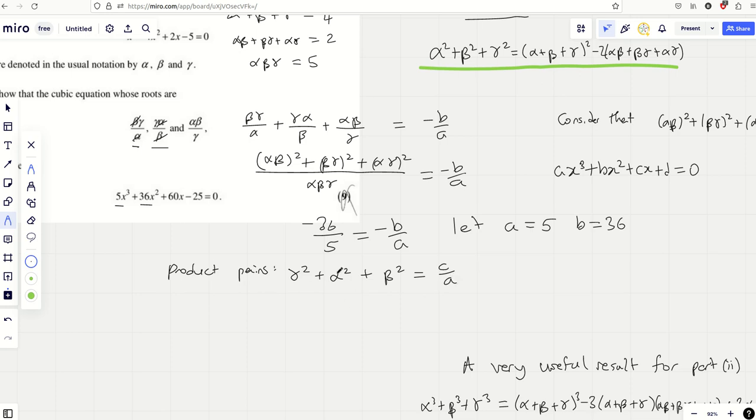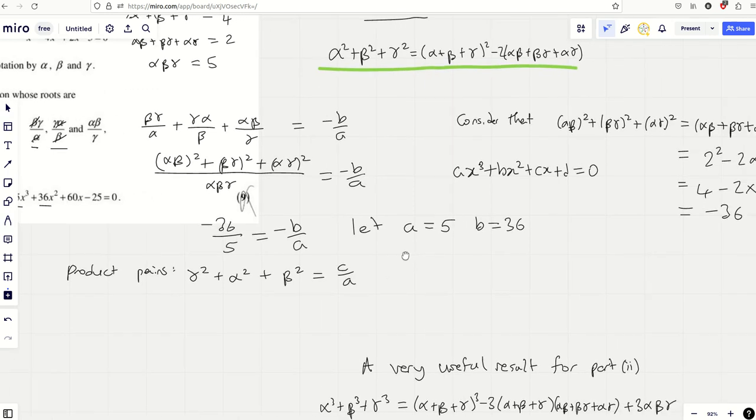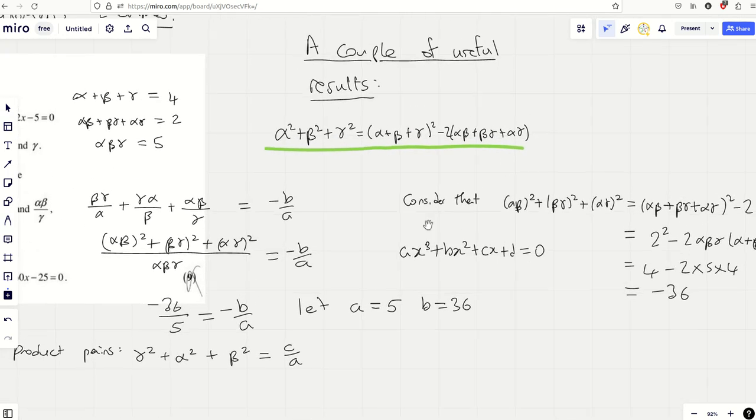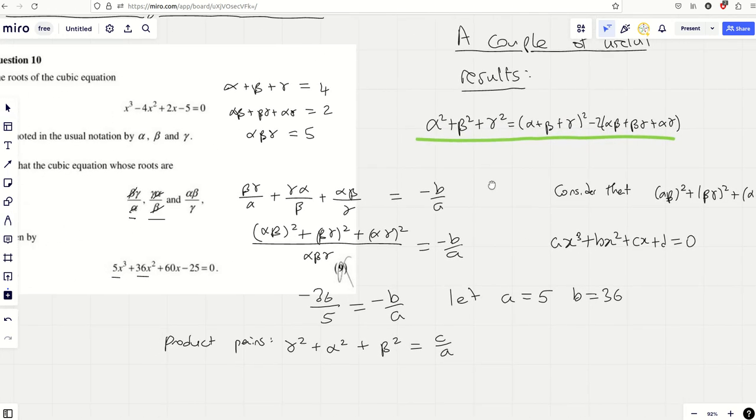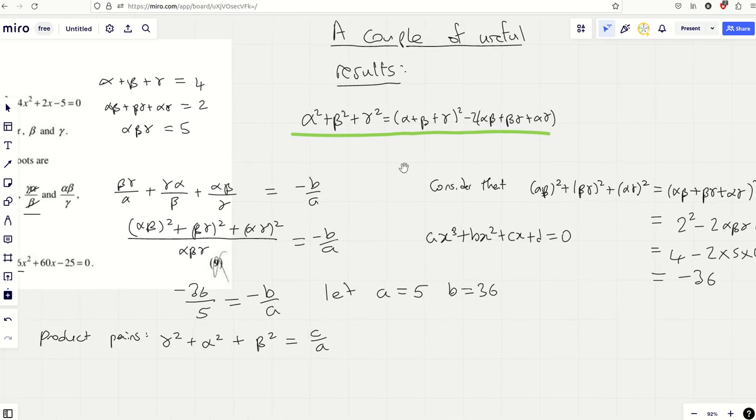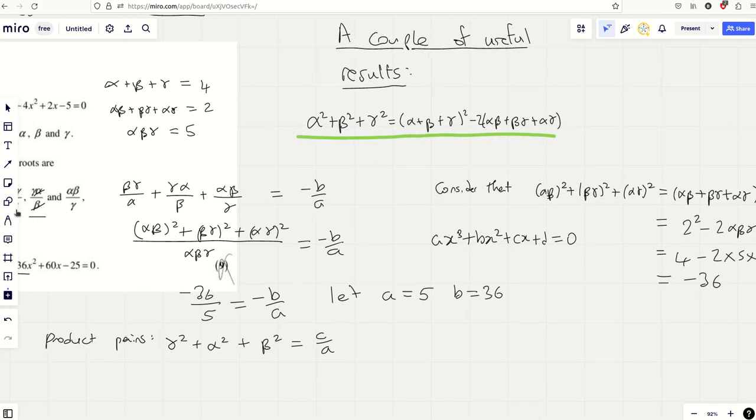Yeah. Now didn't we just work out alpha squared plus beta squared plus gamma squared? I'm pretty sure we did. Have we worked that out yet? Maybe not. No, we haven't. So we can just use this result if we want it. Yeah, because we need to work out this gamma squared plus alpha squared plus beta squared.